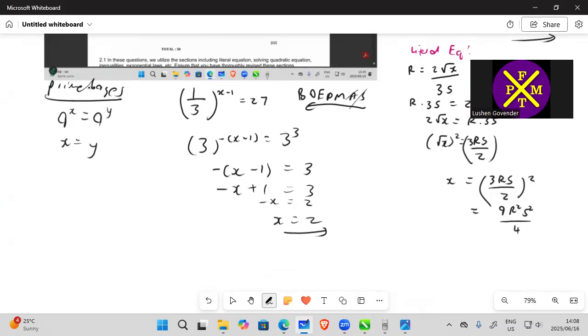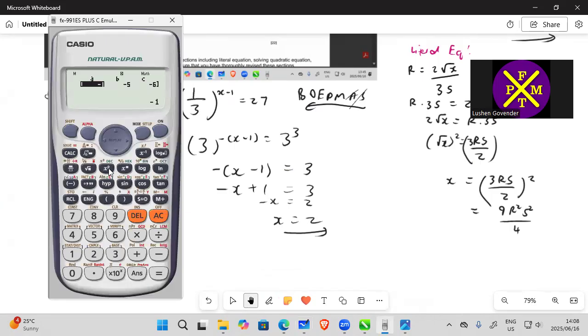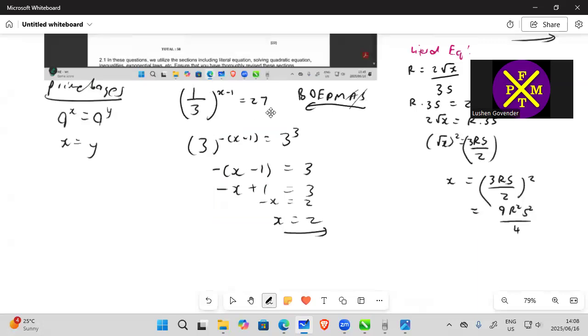Right? So again, prime bases. 1 over 3 is not a prime number. How can I make 1 over 3 a prime number? If you put it in the calculator, you won't be able to do it. So there's something else that we have to use, and that's in fact the negative exponent. Once you do that, then you have to convert this here. See, prime bases are very important for exponents.